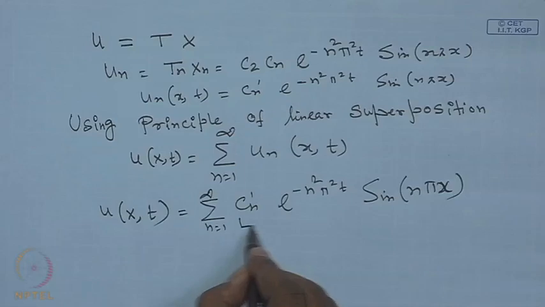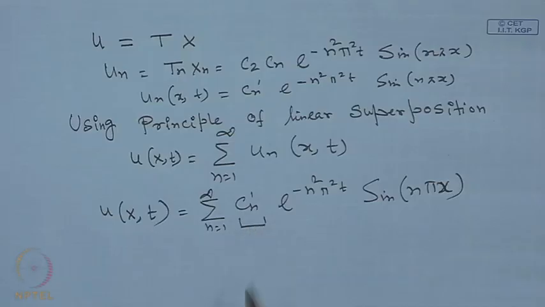We have to evaluate this constant C n prime, and if you remember, there were three conditions on this to define this parabolic problem, two boundary conditions and one initial condition. We have already utilized the two boundary conditions. So, we can utilize the unused initial condition and can evaluate the constant C n prime.